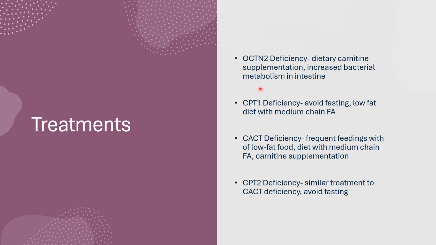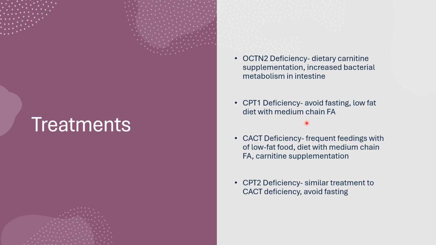Treatment for all these deficiencies is actually pretty similar for all of them. For your transporter deficiency, one of the best things is dietary carnitine supplementation, just to increase the amount of carnitine in your diet, so that hopefully excess carnitine can make its way into the cell somehow. And for all of these, it's recommended to avoid fasting, because in a fasting or starvation setting, you're relying on beta oxidation to produce energy, and if you can't do beta oxidation, then you can't get the energy you need. So avoiding fasting was a recommended one.